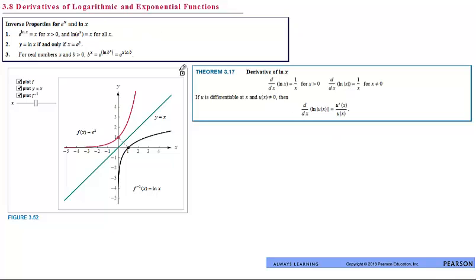In the left corner up here, we see just some inverse properties. They're there just to remind you that they exist and what they are. We're going to be using this one right here in our proof for the derivative of the natural log of x. Let us begin with y equals natural log of x, and know that we want to come up with y prime.